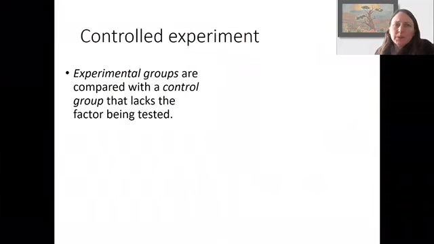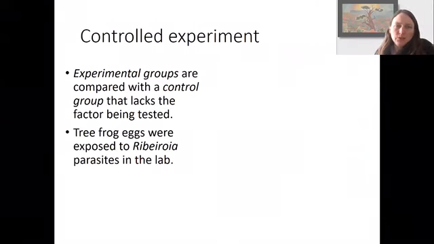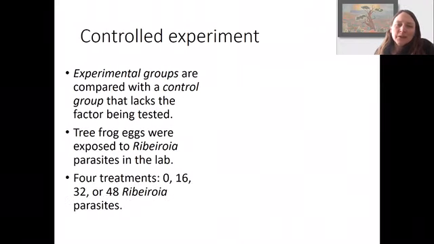There's a controlled experiment using this system. And the way that we will talk about this, our experimental groups are compared with a control group that lacks the factor being tested. So in this case, tree frog eggs were exposed to this Ribeiroia fluke, we'll just call it a fluke, the fluke parasite in the lab. There were 4 treatments, 0 flukes, 16 flukes, 32 flukes, and 48 flukes.